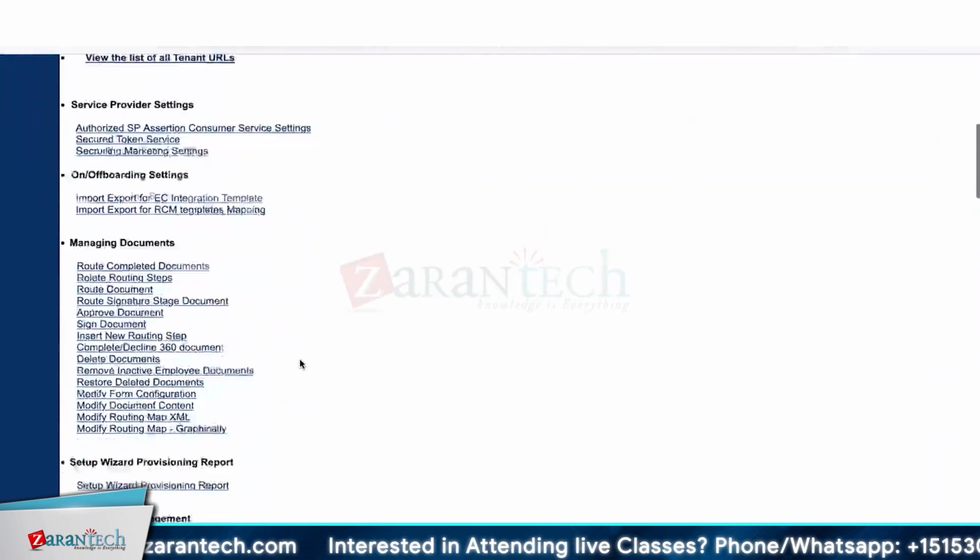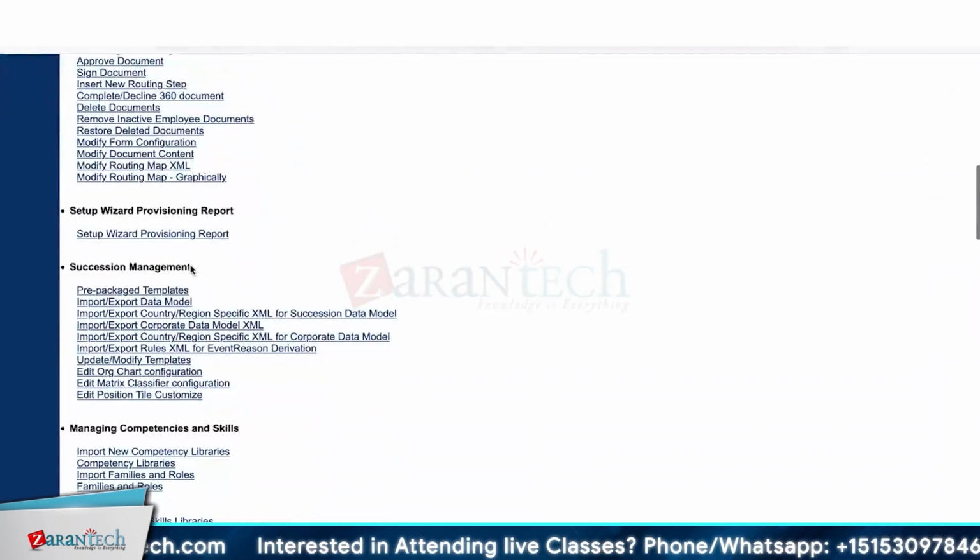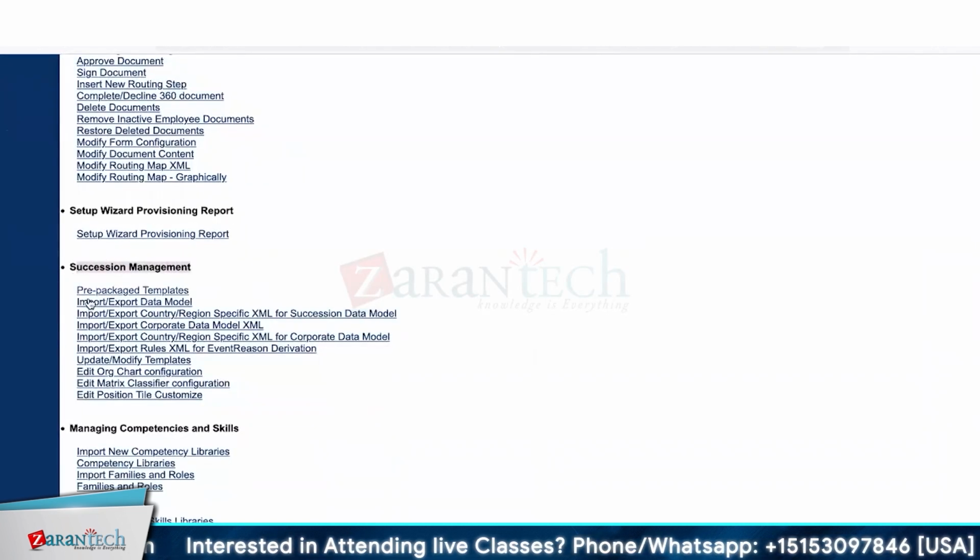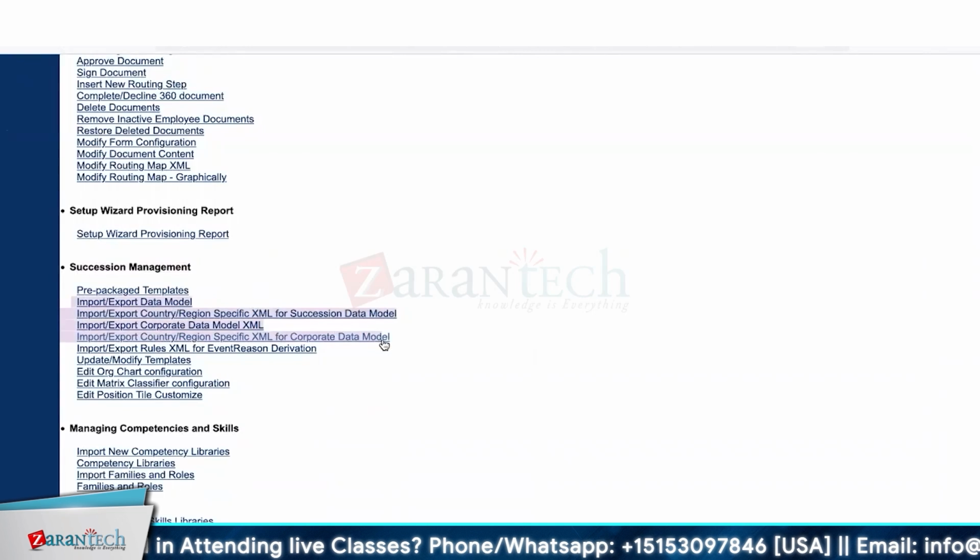Scroll down a little bit. You find an area in the name of Succession Management. Under this Succession Management as a subheading, line numbers 2, 3, 4, and 5 are the 4 places where we upload. Line number 2, 3, 4, 5. The first one, import export data model, is the succession data model. Next, country specific succession, corporate, country specific corporate, all 4 are there.